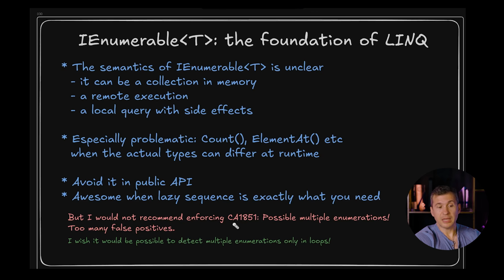One might think that enabling this static analysis rule might be a good idea, but in practice, if you try to enable this on any reasonable codebase, you will get so many false positives that I don't think it's going to be a good idea. Unfortunately, there is no way to catch those errors that truly will cause a quadratic complexity, where the possible multiple enumerations are happening in the loop.